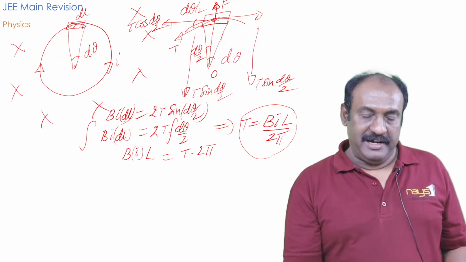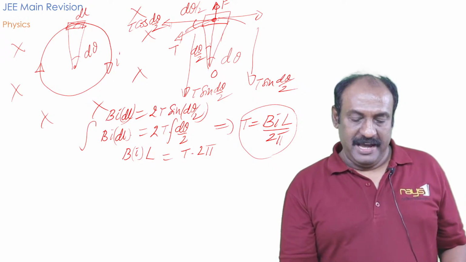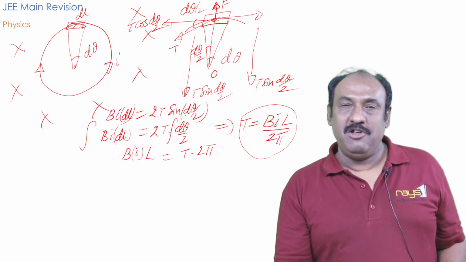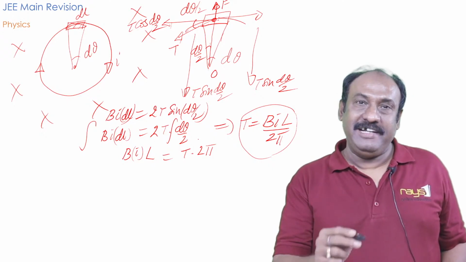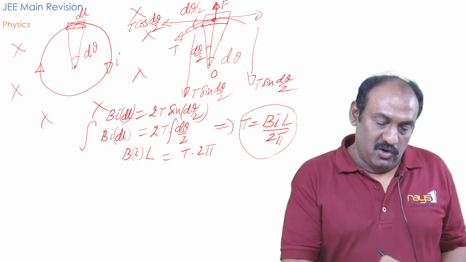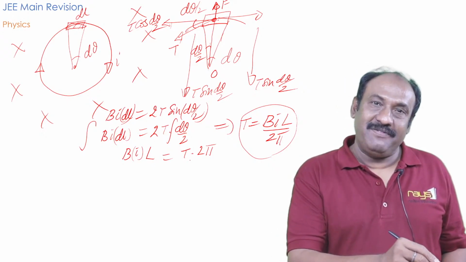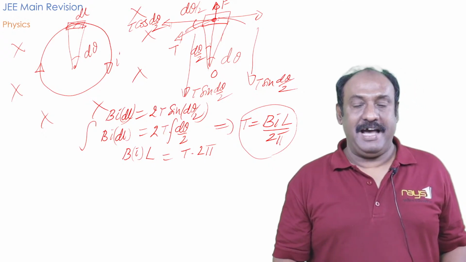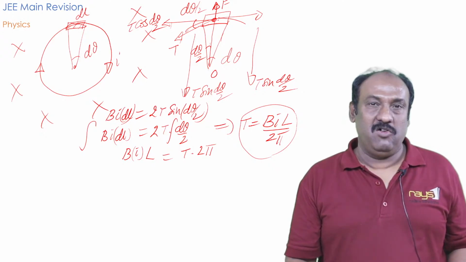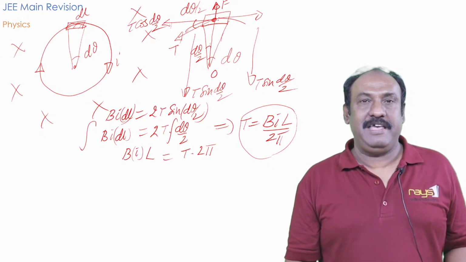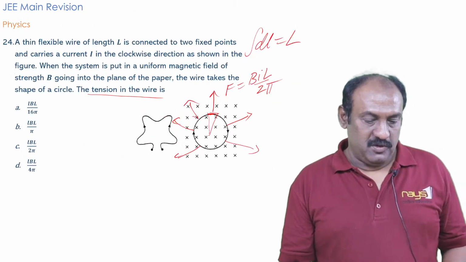In place of F I have written BIL, and in place of L it is dL. So the integral of BI dL equals, if d theta by 2 is very small, sin d theta by 2 is d theta by 2. So the 2 gets cancelled, T into the integral of d theta. The integral of d theta for the total circular ring is 2 pi. For the total circular ring, the integral of dl is given as capital L. So BIL equals T into 2 pi. From this, the tension at each and every point, which acts in the radially outward direction, is given as BIL by 2 pi, which is the answer for this question number 24.